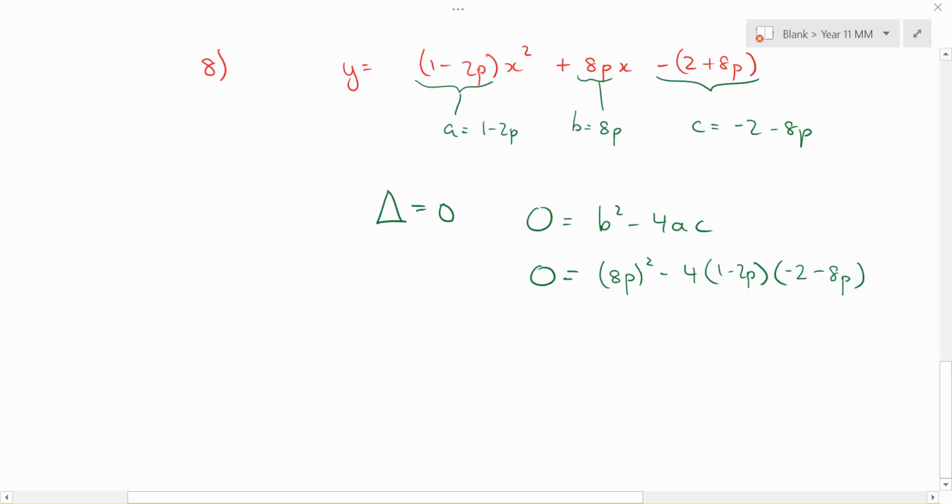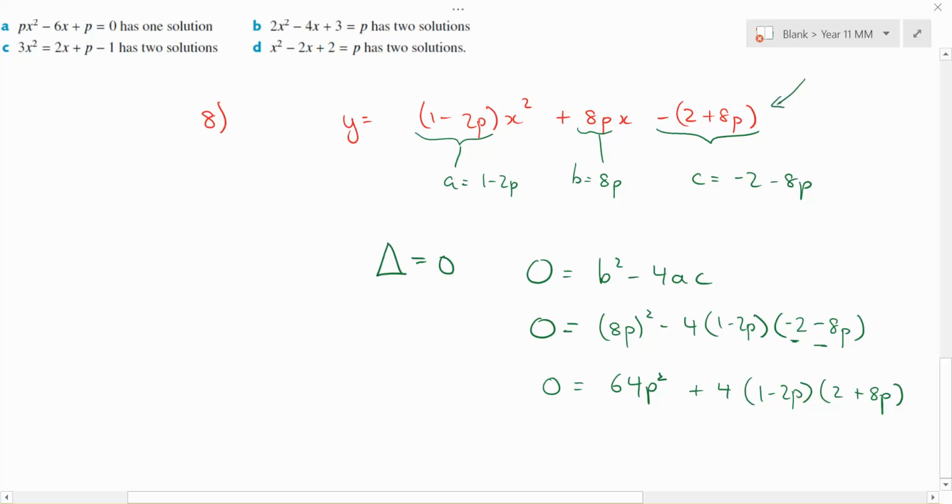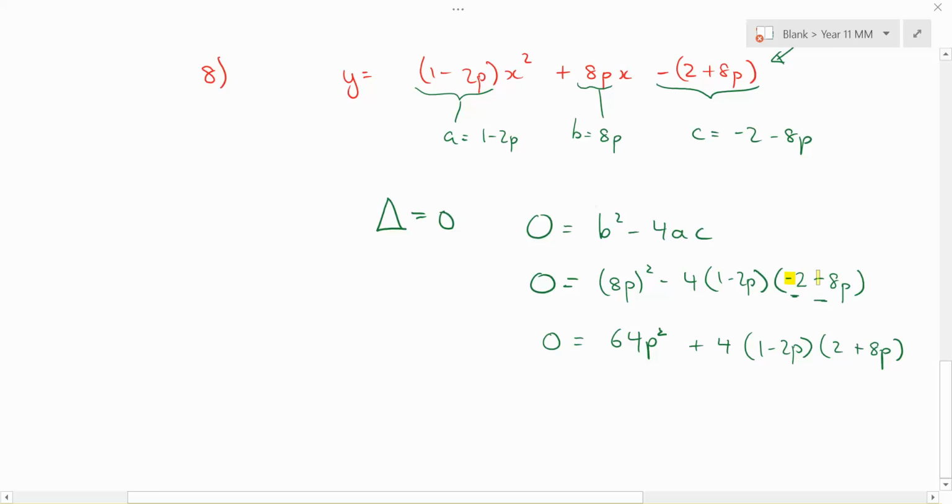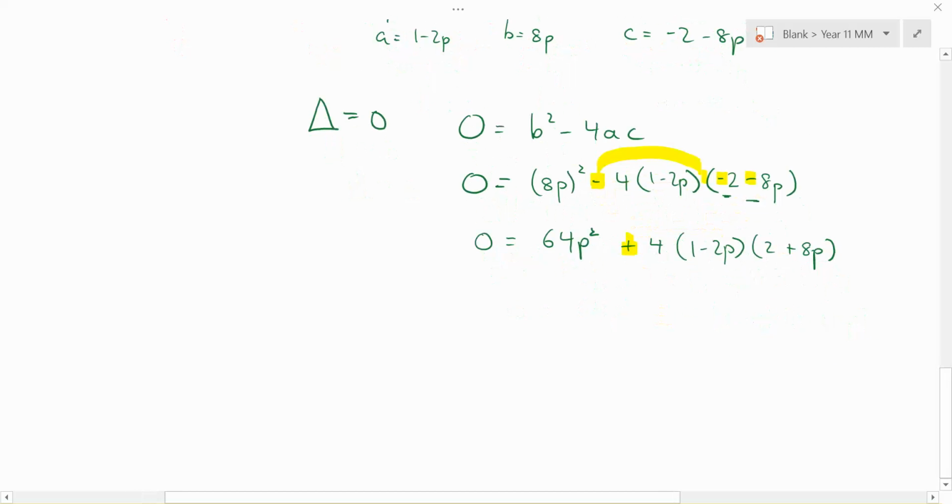Okay. Now we can simplify this further. That becomes 64p squared. Take out the negatives, so the two negatives make a positive, so it's plus 4 times 1 minus 2p, but since I took out the negatives from this bracket, it now becomes 2 plus 8p, okay? I'll just highlight what I meant by two negatives make a positive. See, if you take out the negatives here, the negatives come outside the bracket, and these two negatives will cancel out to be positive. That's how I got the plus, okay?